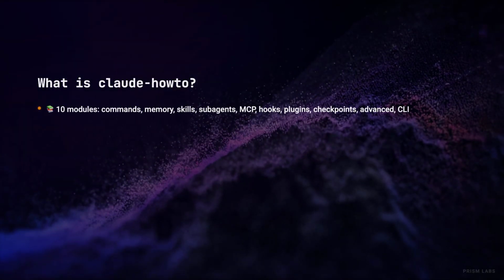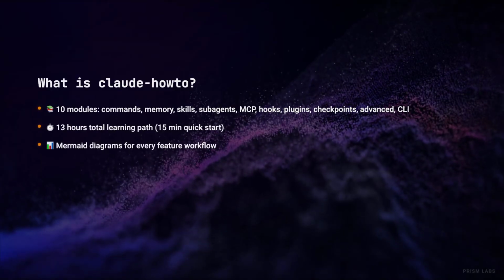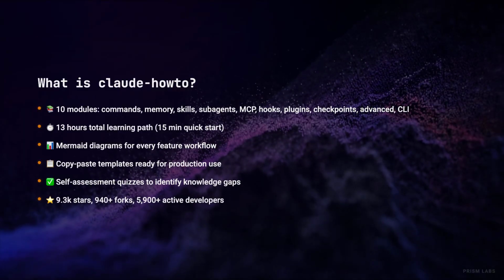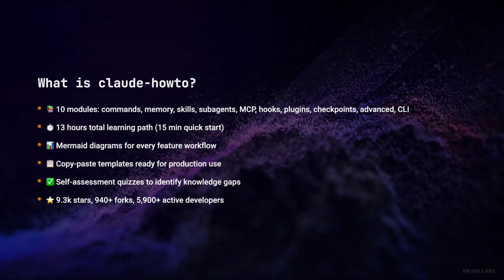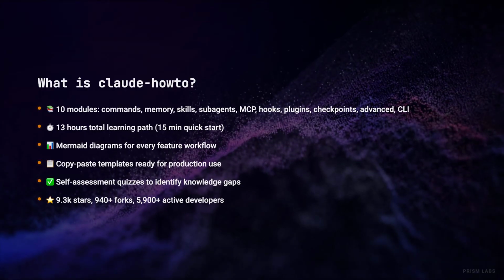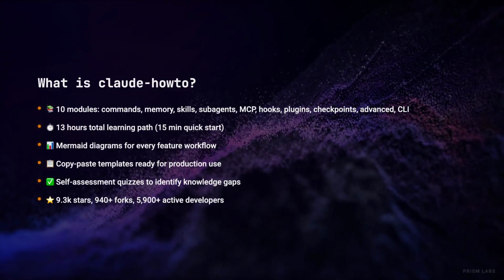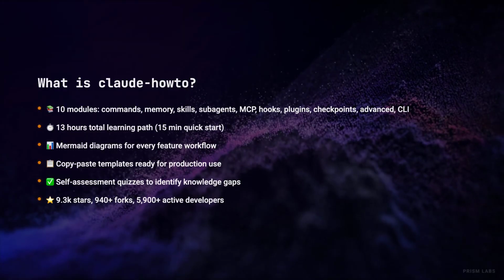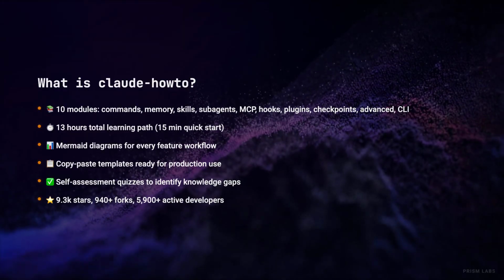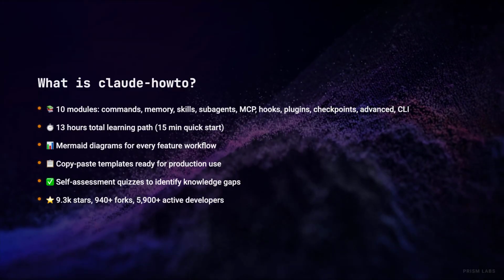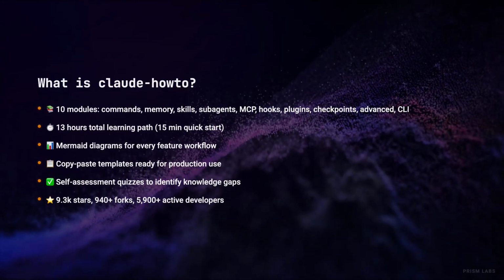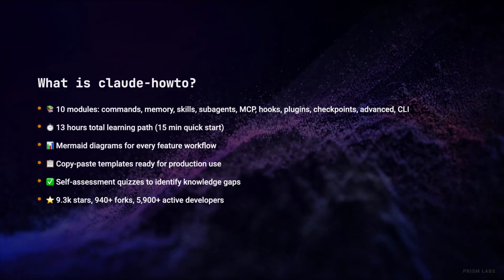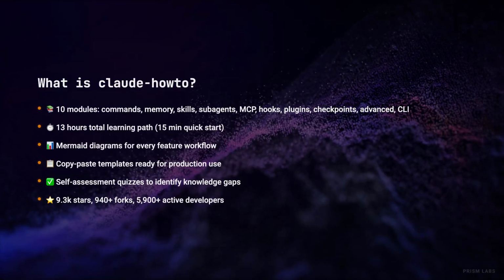Claude How-To is not a feature reference or a list of tips. It's a structured, progressive learning path that teaches you how to combine Claude Code's features into practical workflows. The guide is organized into 10 modules that build on each other, starting with /commands in 30 minutes, and progressing through memory, skills, subagents, MCP protocol, hooks, plugins, checkpoints, and advanced features. Each module includes visual diagrams using Mermaid, copy-paste configuration templates, real-world examples, and quizzes for self-assessment.